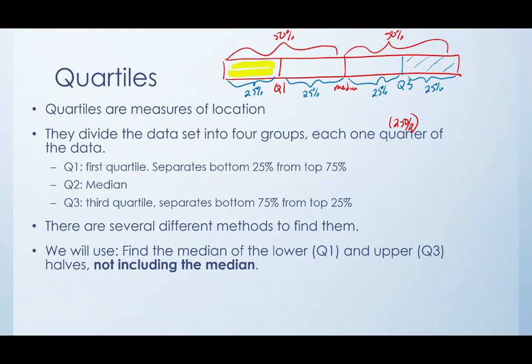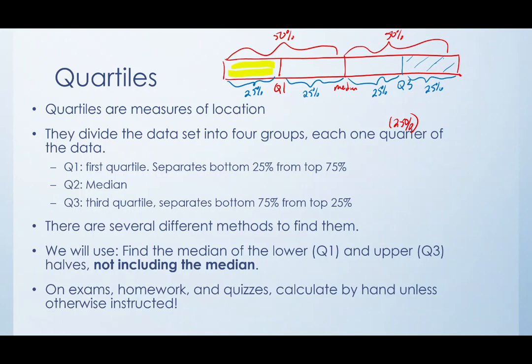So we are going to use the method that's in the book, where it is not very clear in the book. We will find the median of the lower half and the upper half, not including the median. So we're going to separate our data into the bottom half and the top half, but if the median is one of the data values, we do not include that in our bottom and top halves. And then you just find the median of the bottom half, that's Q1. You find the median of the top half, that's Q3.